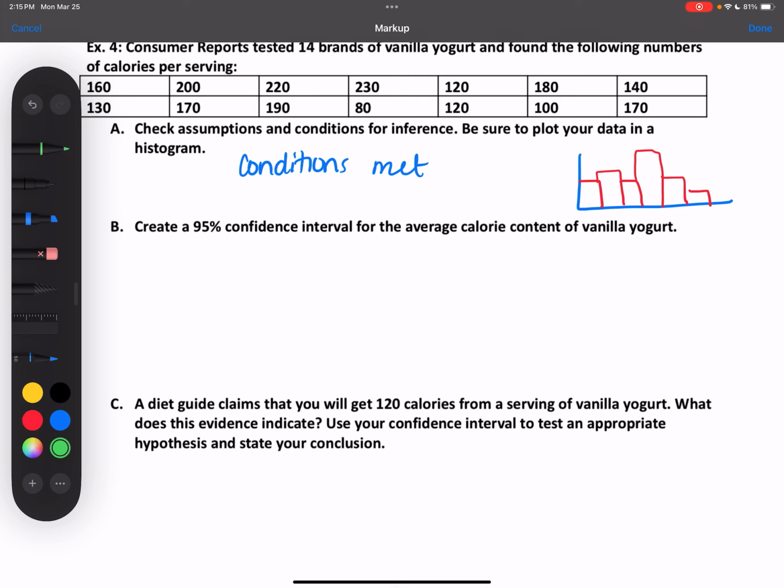Now, it might not be perfect, not beautiful, but normal enough.